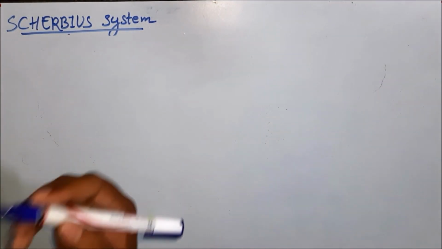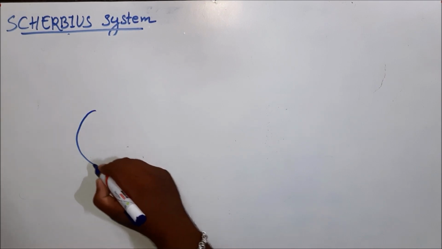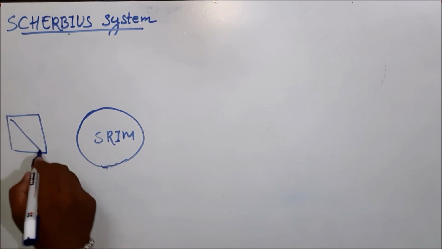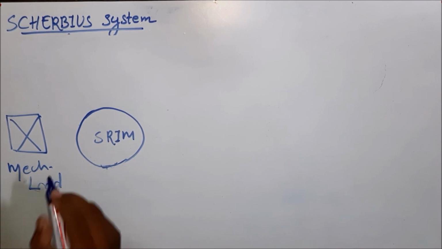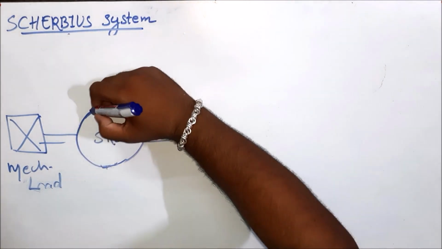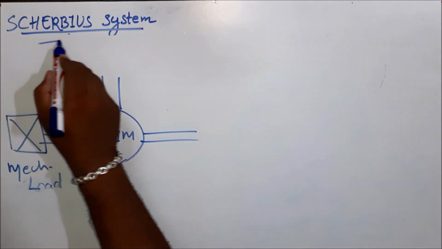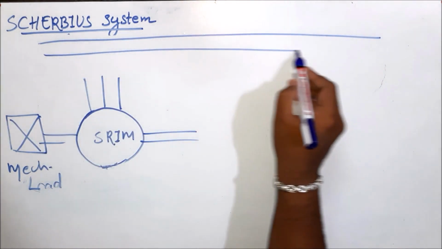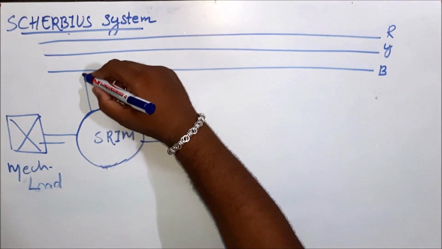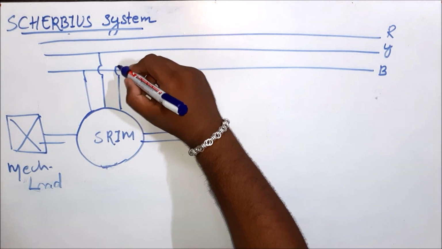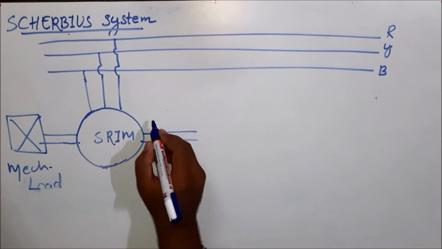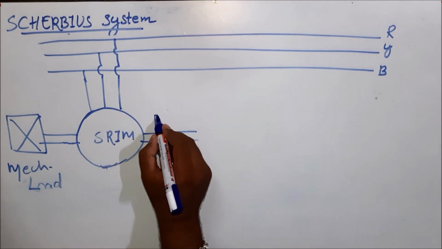In the Scherbius system, we'll have a slip ring induction motor as usual. The shaft of slip ring induction motor is connected to a mechanical load. So this will be the shaft. And to operate the slip ring induction motor, we need a three-phase supply, which is available from the bus bar. So this will be my R, this is Y, this is B, and we connect each phase to the induction motor. Now my induction motor is getting supply, and the armature of slip ring induction motor is connected to a slip ring.